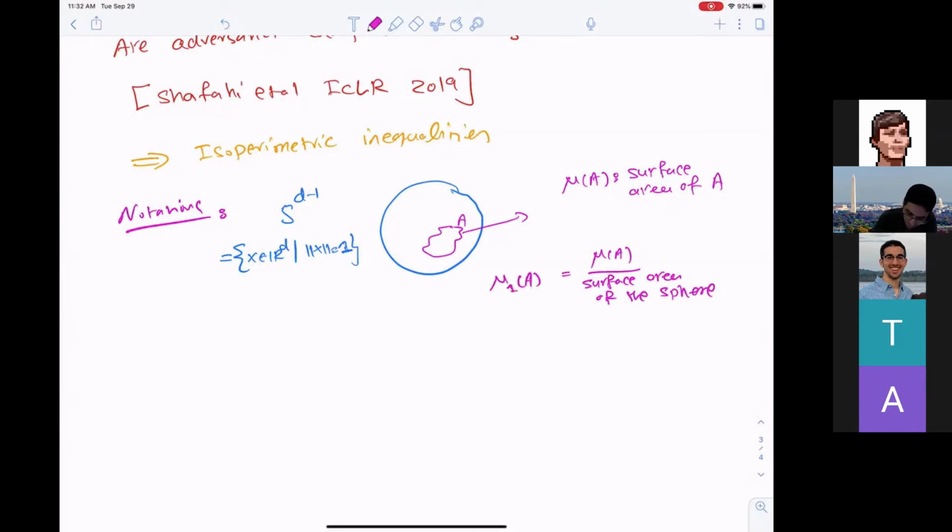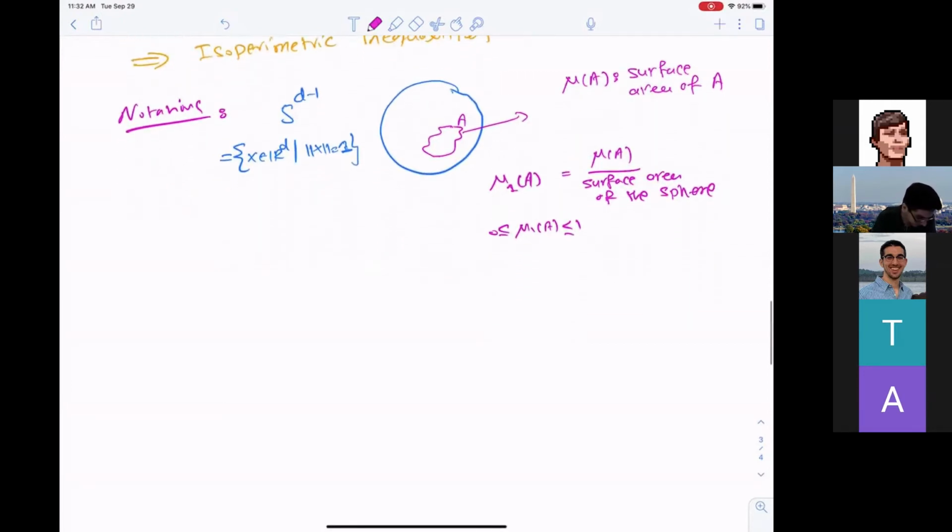Now mu1 of A is between 0 and 1. If it is 1, it means this set is the entire surface of the sphere. If it is half, it means it covers half of the sphere. If it is 0, it means it is a zero-area surface. So it's normalized, and it's easier to work with. That's basically our notation about spheres.